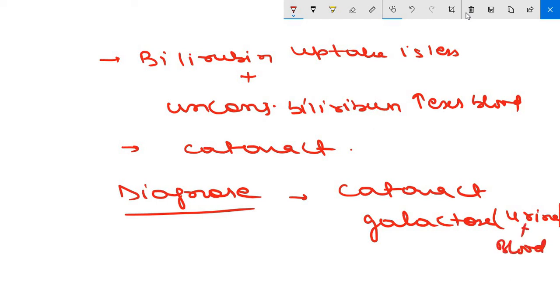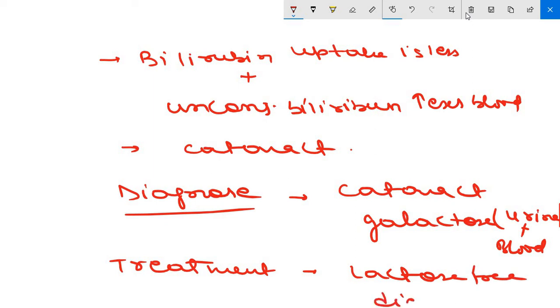Coming to the treatment of galactosemia: if galactose is withdrawn from the diet, most of the symptoms recede, but mental retardation, once established, will not improve. Hence early detection is important. For an affected infant, a lactose free diet should be given. Okay, clear? So this is all about galactose metabolism.